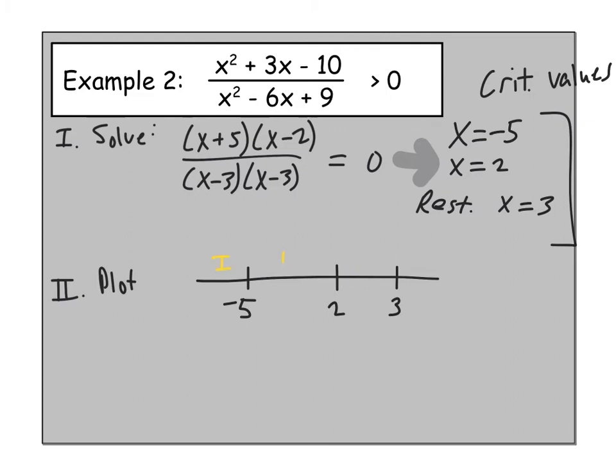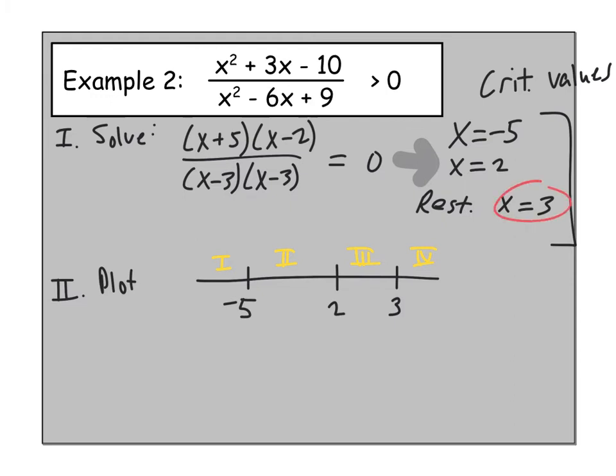Okay, so in this example, we actually created, I'm sorry, four intervals, right? Interval 1, interval 2, interval 3, and interval 4. Okay, now here's what you might want to do. It's going to be helpful to recognize the difference between the critical values, okay?